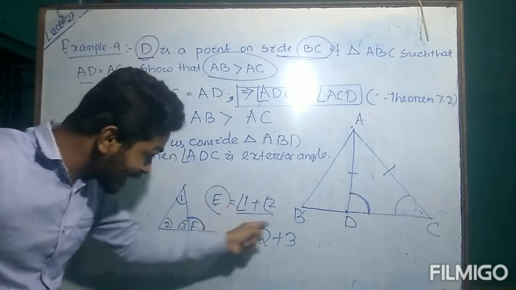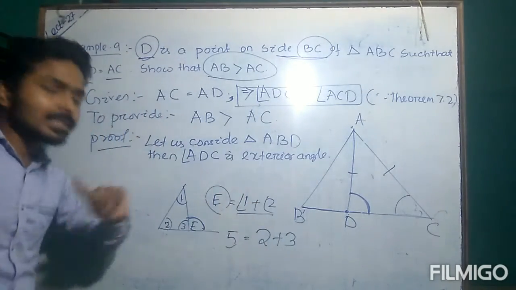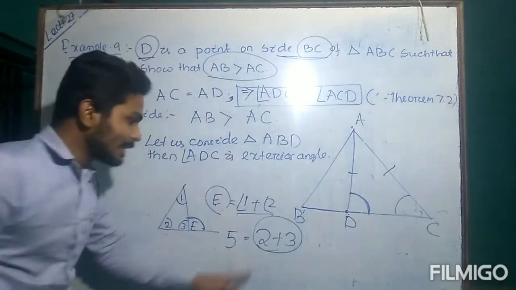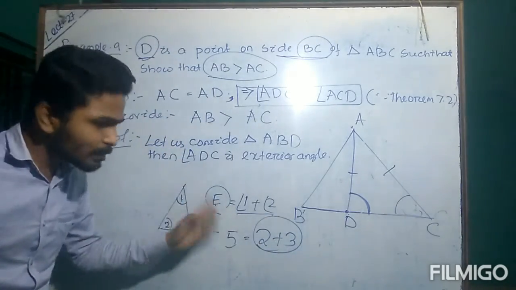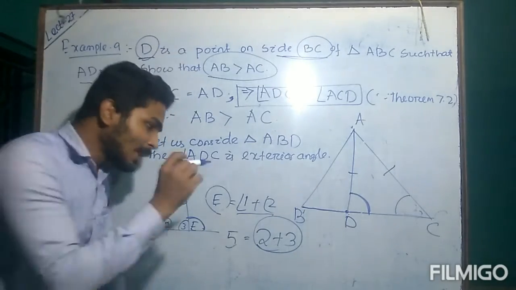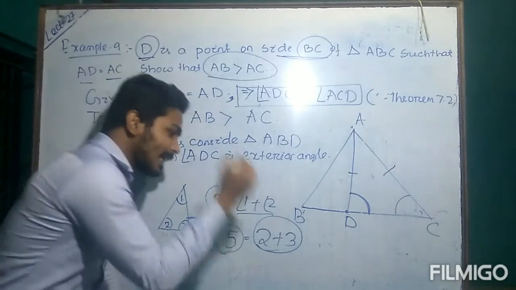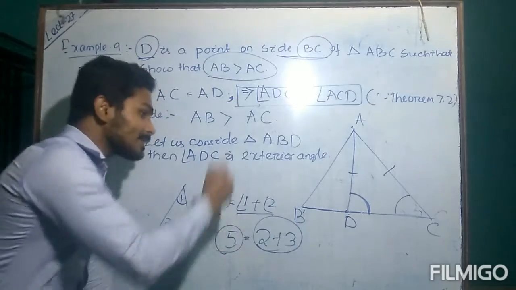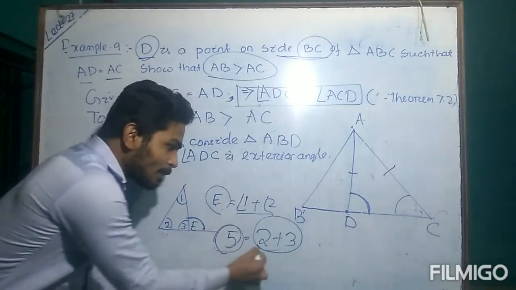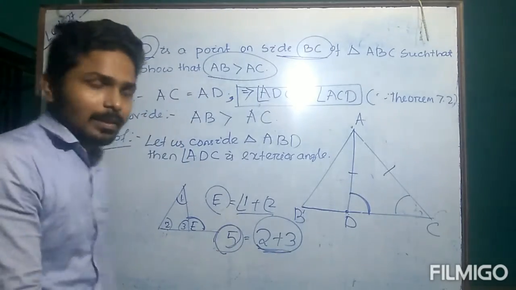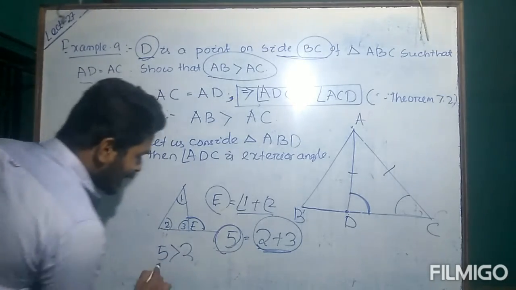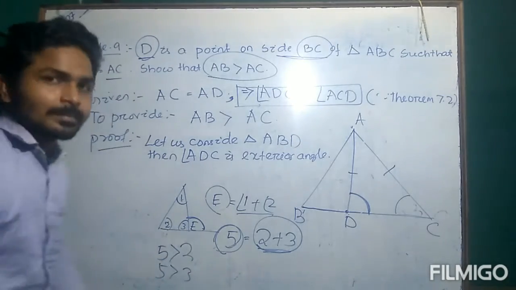So whenever these two angles are added, they give this angle. Similarly, here whenever 2 and 3 are added, they give 5. So both the examples are quite similar. Now let us conclude one thing. Can we write 5 is greater than 2? 5 is greater than 3? Can you write it? Because this is the sum of these two. Do you understand? We can write 5 is greater than 2, or you can write 5 is greater than 3.